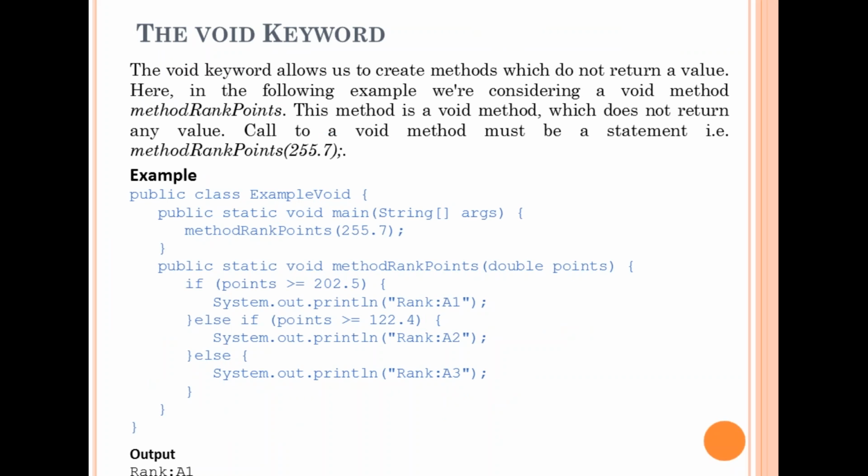The void keyword. The void keyword allows us to create methods which do not return a value. Here in the following example, we are considering a void method, rankPoints. This method is a void method which does not return any value. A call to a void method must be a statement, that is, rankPoints(255.7). It is a Java statement which ends with a semicolon as shown in the following example.